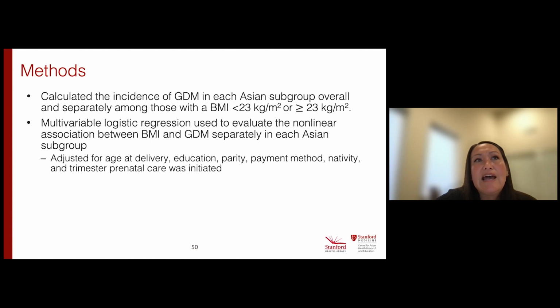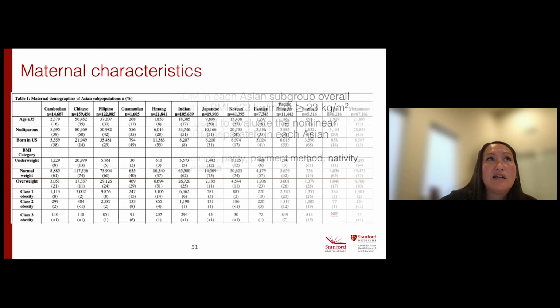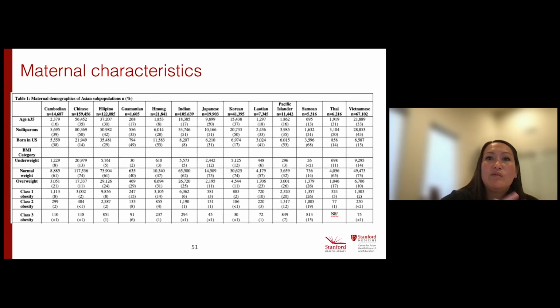because that's the cut point for overweight in Asians. And then we used multivariable logistic regression to evaluate the nonlinear association between BMI and GDM separately in each Asian subgroup. And we adjusted for age at delivery, education, parity, payment method, nativity, and the trimester prenatal care was initiated. And so here we have at the top the 13 Asian subgroups.